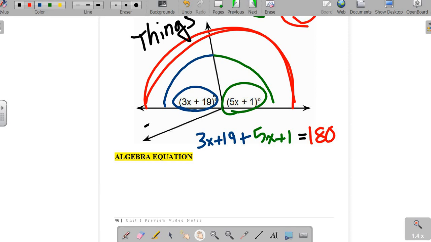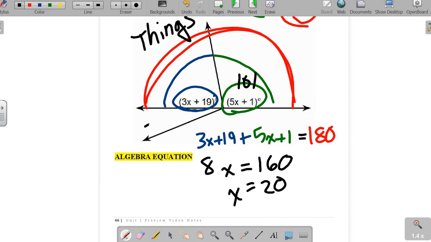Welcome back. Let's check your math here. You should have gotten 8x equals 160. Therefore, x is 20. 5 times 20, and this is 101, and this should have been 79.